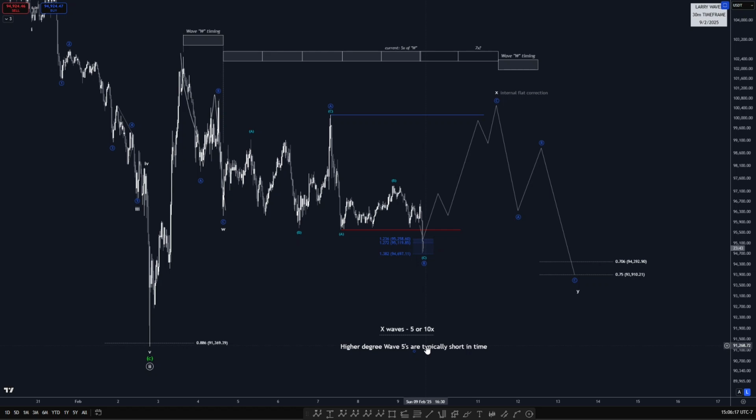Again, that's what Elliott Wave is about. It's about managing expectations in real time. And then when that time comes, we can begin managing expectations again with new price action.